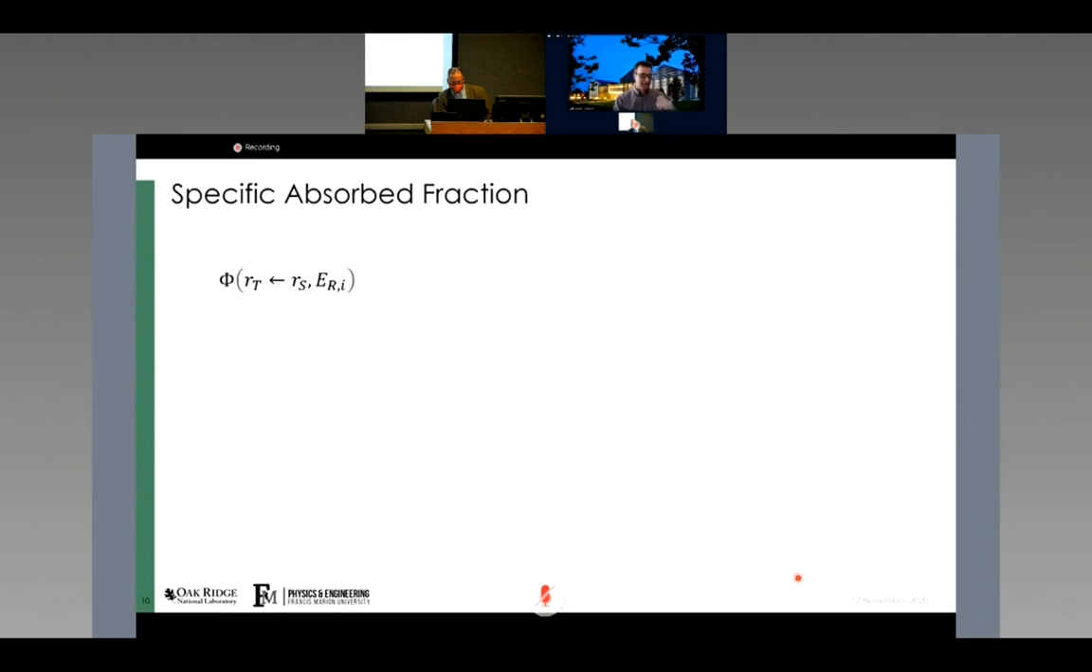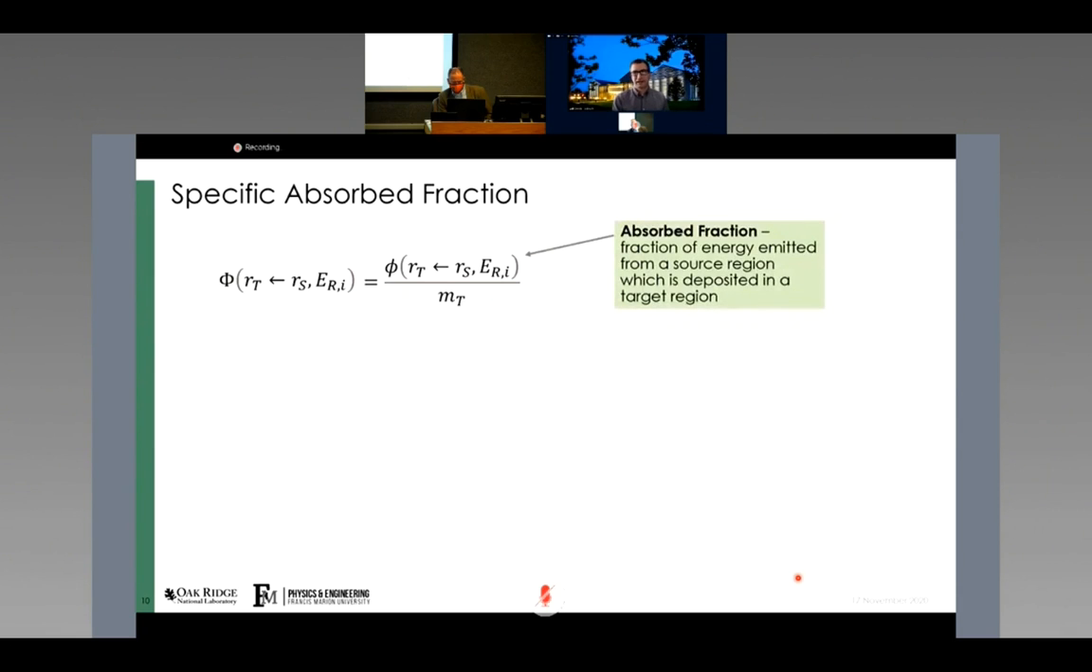All right, so let's talk about the specific absorbed fraction. So it looks like this. It's just the quotient of these two quantities, right? So in the numerator, we have the absorbed fraction, which is the fraction of energy emitted from a source region which is deposited in a target. And in the denominator, we have the mass of that target. And it's important that these two quantities be consistent with one another, right? We don't want to compute the absorbed fraction in one geometry and apply a target mass from something that's inconsistent with that geometry we computed the absorbed fraction in.